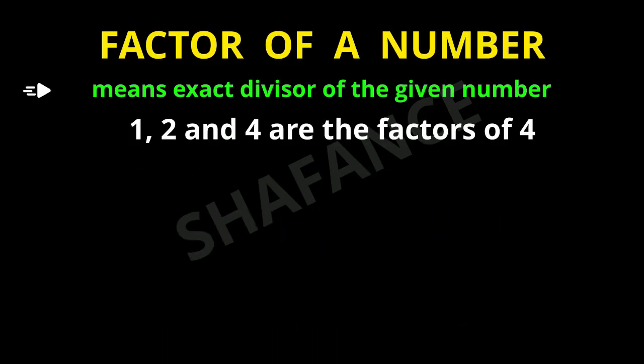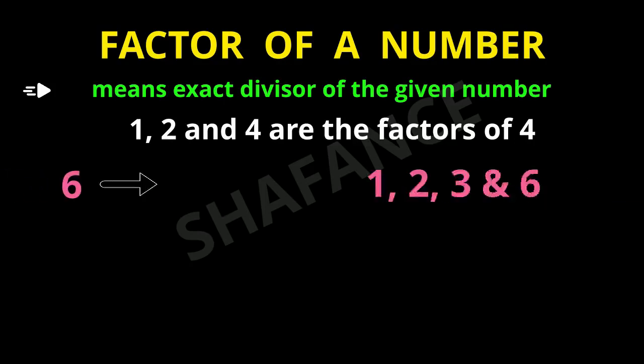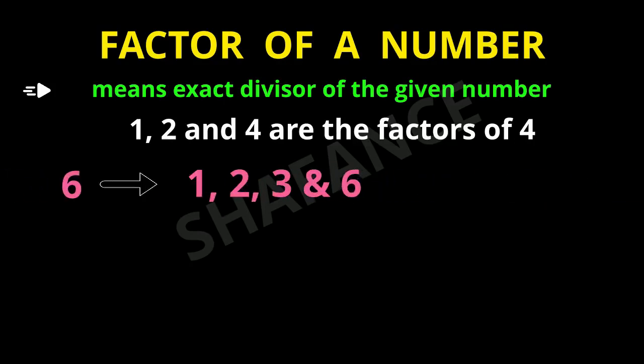Let's see one more interesting fact about factors. You can see that factors of 4 are 1, 2 and 4. Also, we have already seen the factors of 6. 1, 2, 3 and 6 were the factors. Notice one thing, that there is no factor which is less than the number but greater than half of that number.